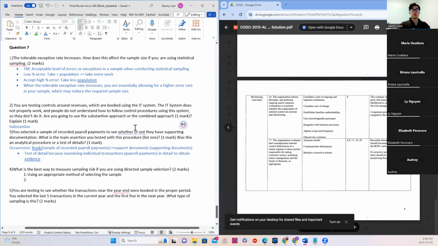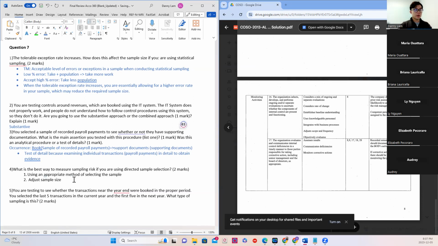So what did I do? I adjusted my sample size. That's simple. These are the two things to reduce your sampling risk. All good, all good.